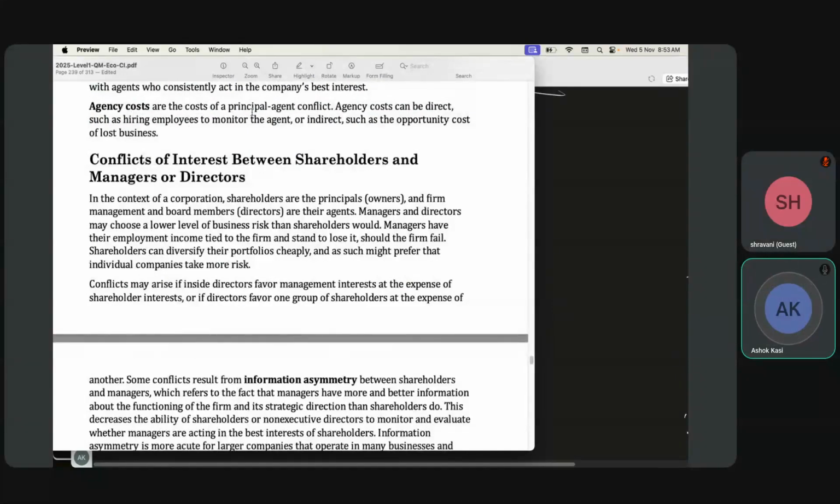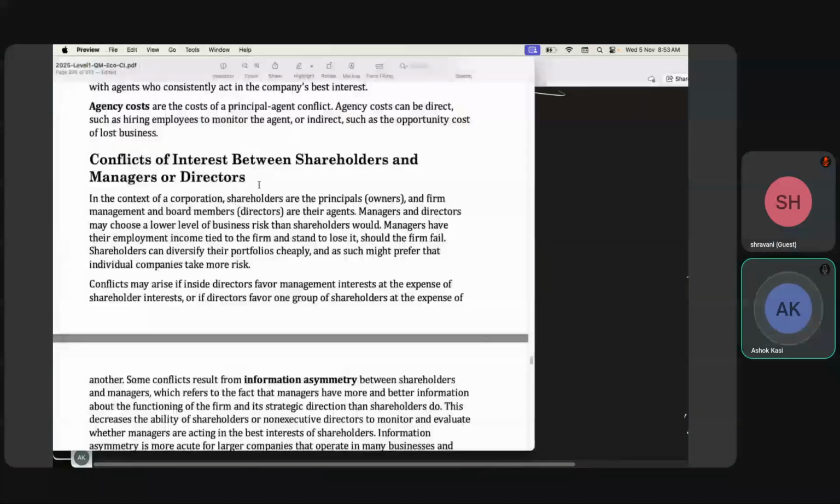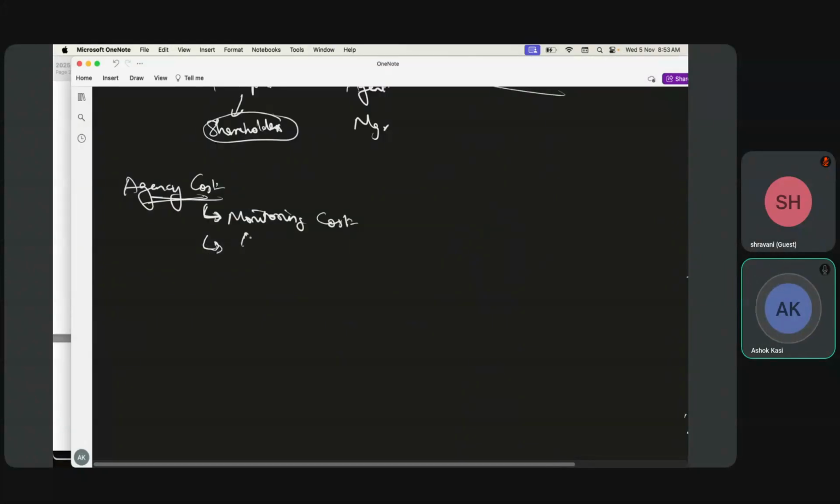Agency costs are the cost of your principal agent conflict. Agency costs can be direct, such as hiring employees to monitor the agent. So this is agency cost that includes monitoring cost, because if you are having agents, meaning managers, they are hired to monitor. So monitoring cost will be there. Then auditing cost, monitoring and auditing cost.